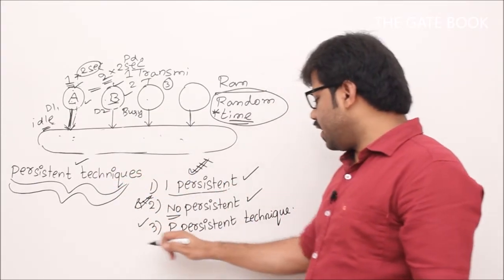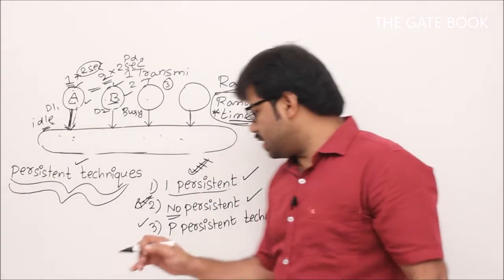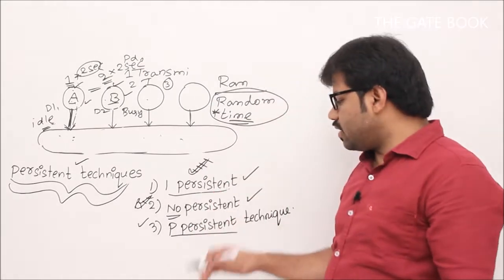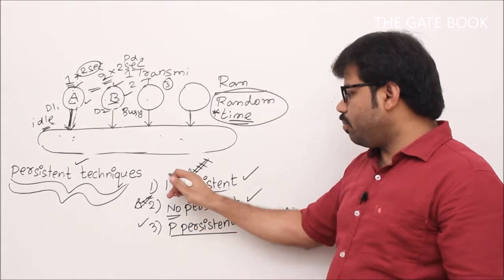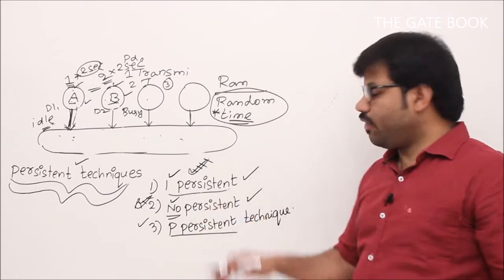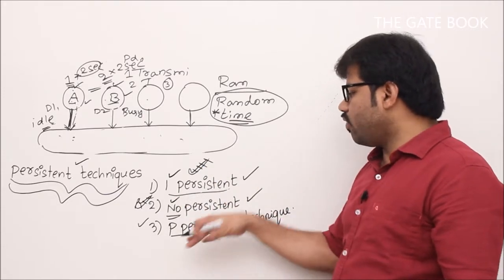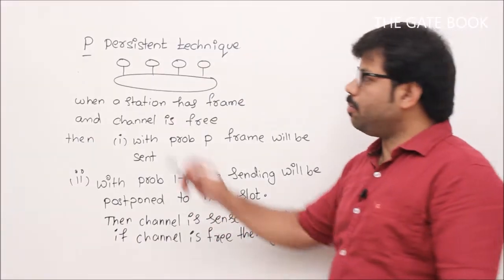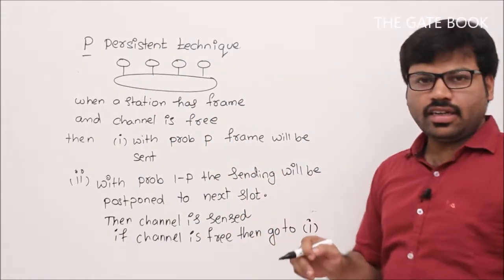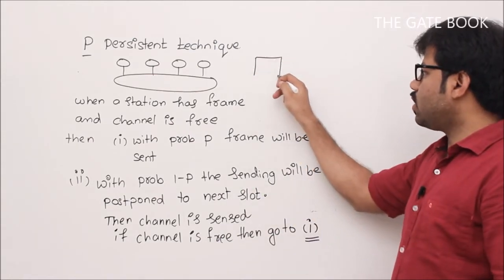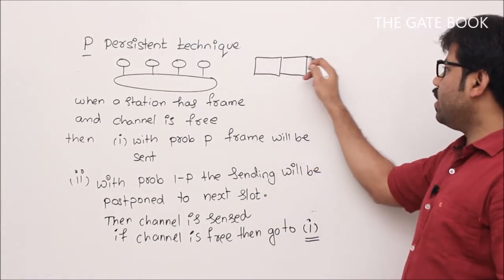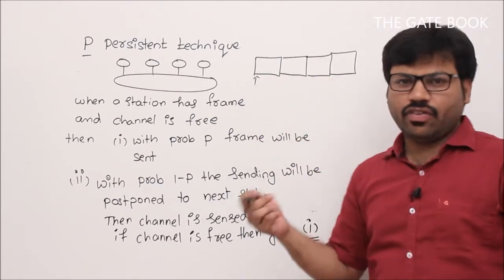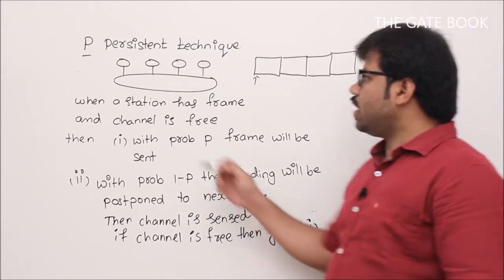Now we'll see the third technique, that is the P persistent technique. It is a middle point between the one persistent and non-persistent techniques. It will have advantages and disadvantages of both models. So what is the P persistent technique? In it, the assumption is that time is slotted. That means the time period is divided into slots, and only at the beginning of a slot will anyone try. So let's begin.